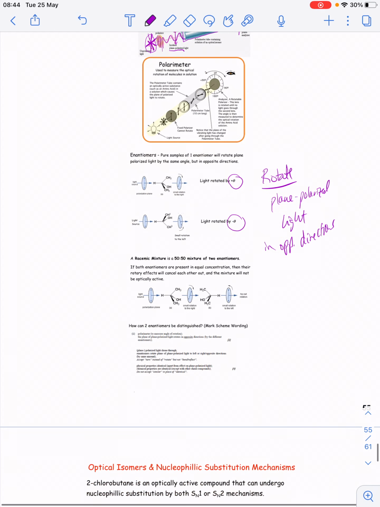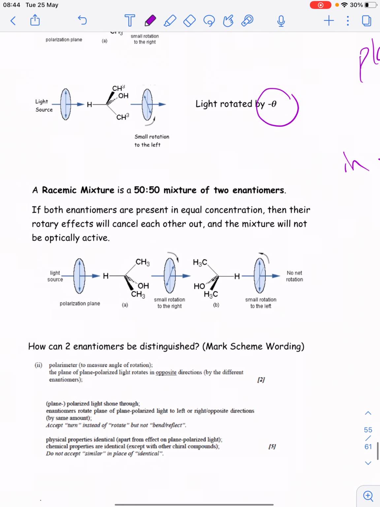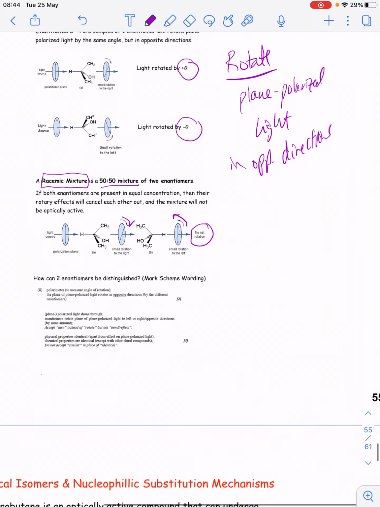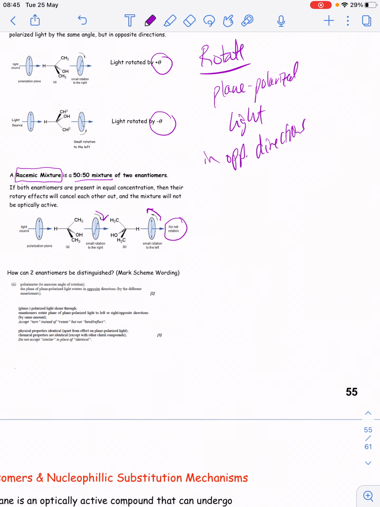Now, if we put the enantiomers together in a 50-50 mixture, that's called a racemic mixture. That's a good term to know, a 50-50 mixture of two enantiomers. Well, what happens here is we get no net rotation of the light because one isomer is giving us the rotation right and one is giving us the rotation left. And the net effect is that that cancels out. So a racemic mixture has no effect on the plane polarized light or won't show any rotation.